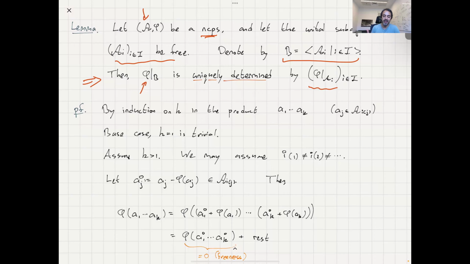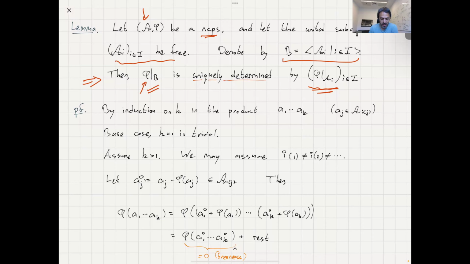Right? Put differently, you can restore the joint moments, because joint moments are evaluations of this function, joint moments of the A_i's, by knowing only the marginal moments. Yeah. So that's what it says. It is determined and it's uniquely determined. Good. So how do we prove that?